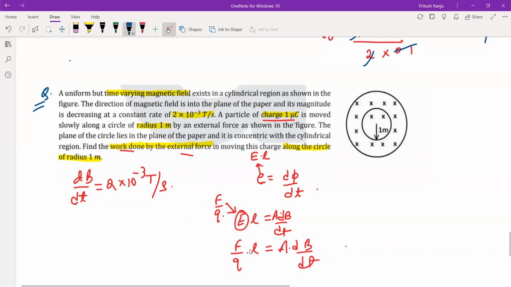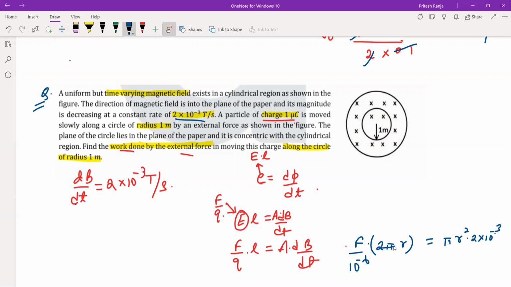So what length we are talking about? We are talking about 2πr length, right? So E we will put as F/Q. So instead of Q, let us put the value, that is 10 to power minus 6 coulomb, and that is area. What is area? πr² into dB/dt. What is dB/dt? 2 into 10 to power minus 3.